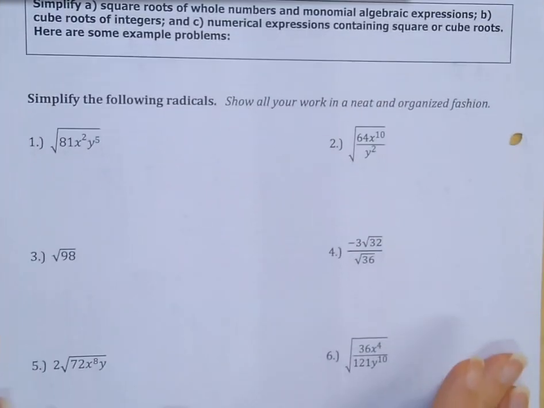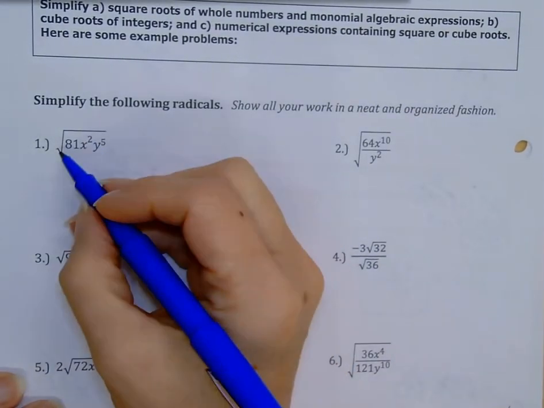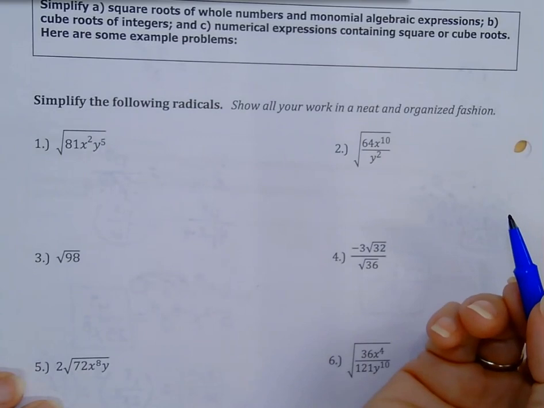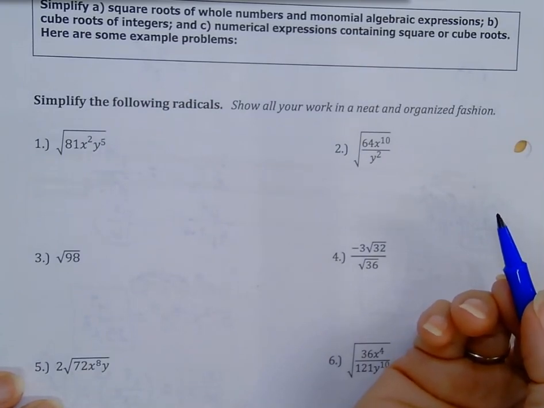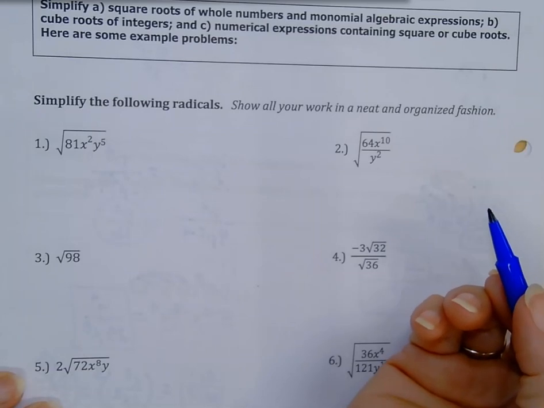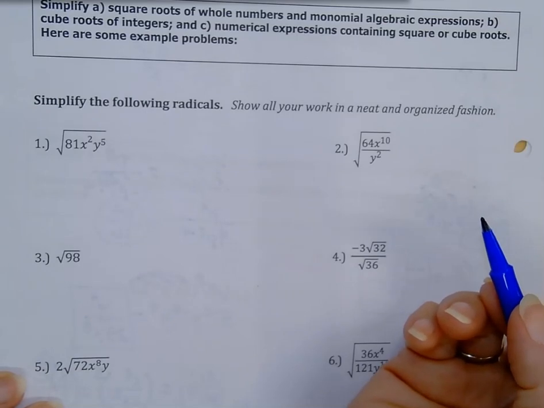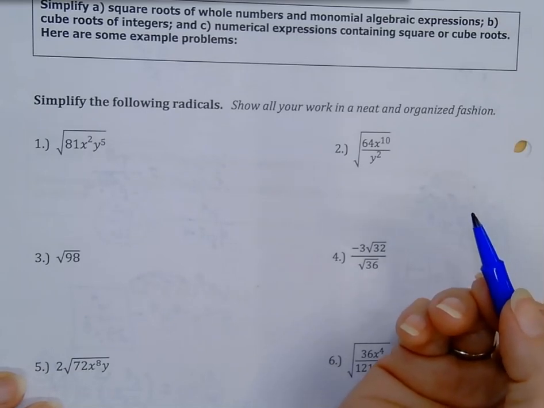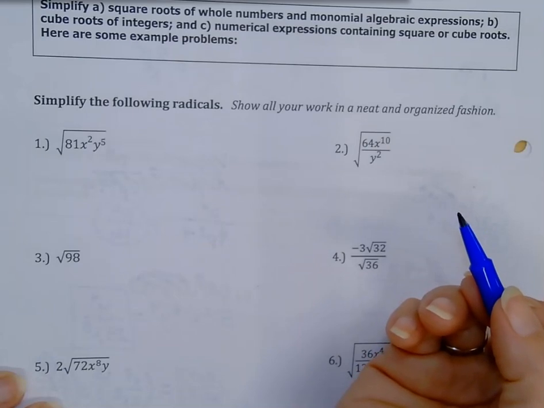Okay. Simplify the following radicals. Make sure when you're doing these that you are looking to see whether you're finding square root or cube root. Okay. Also remember all of your rules about radicals. We can't leave anything under the radical that is a perfect square or a perfect cube or whatever our index is. We need to make sure there are no factors that could be rooted out, shall we say.